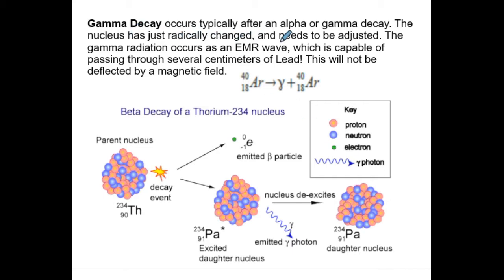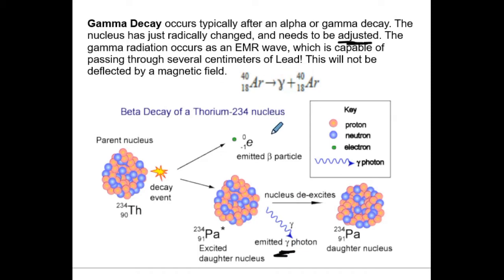Whenever a nucleus changes, it needs to adjust itself a little bit, right? Like let's say that this undergoes some decay. There's a beta particle given off. See how thorium turned into Pa? A beta particle was given off and it upgraded to 91, right? Well, what needs to happen is that this nucleus right here needs to rearrange itself. And as it rearranges itself, it gives off a photon, and it's always in the gamma spectrum of radiation. And so it gives off a gamma wave.